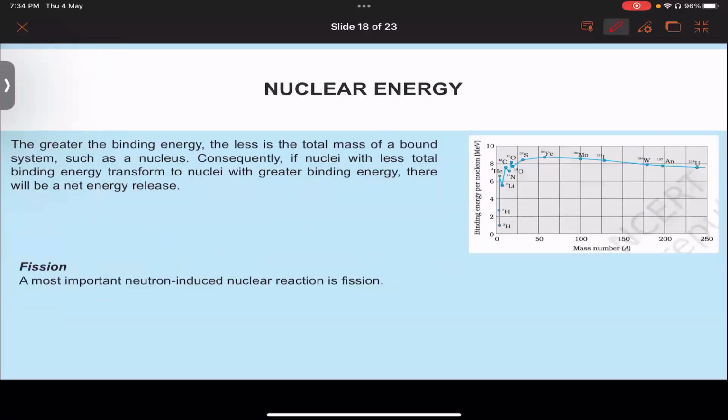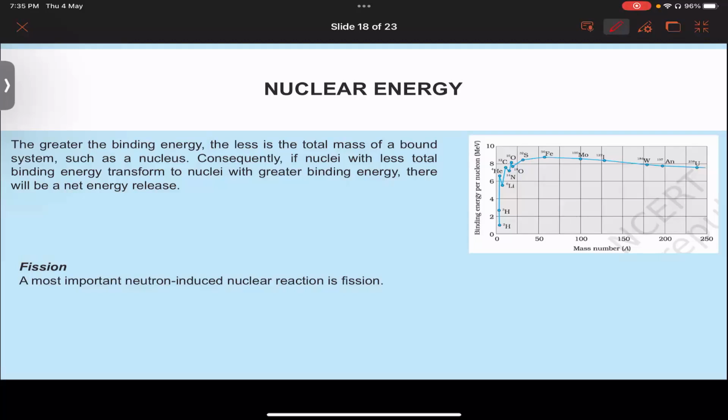Now we come to the very important part, where the application of all the things that we have learned till now about the nucleus comes in, which is nuclear energy. We know that you can produce power with nuclear reactors, and the principle followed by them is nuclear fission or fusion. So we will first try to understand the two phenomena, fission and fusion.